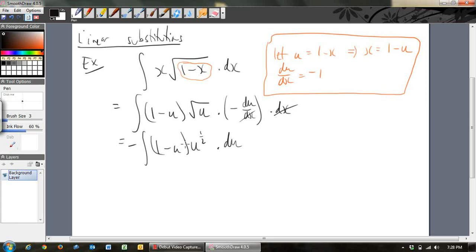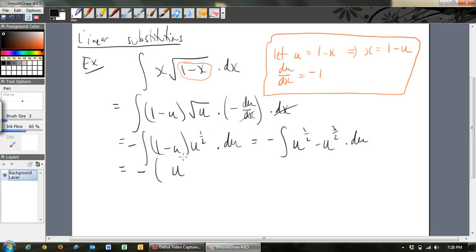Alright. What we do at this stage is we can just expand this out. We've got to a stage where we can do this now, and so if we expand that, you'll get u to the half minus u to the 3 halves du. We can now comfortably integrate that. So that's negative. I'll just put it in brackets because we've got that negative. Could have left that negative in. It might have made it a bit simpler.